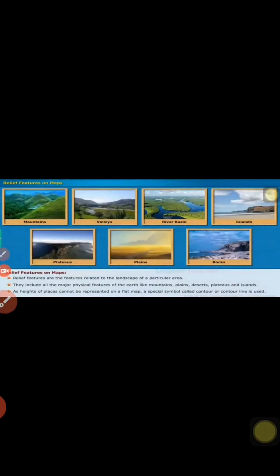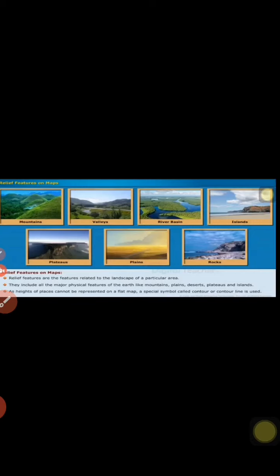Now, let us discuss relief features on maps. Relief features are the features related to the landscape of a particular area. They include all the major physical features of the earth like mountains, plains, deserts, plateaus and islands. As the height of places cannot be represented on a flat map, a special symbol called contour or contour lines is used. Let us see what contour lines are.